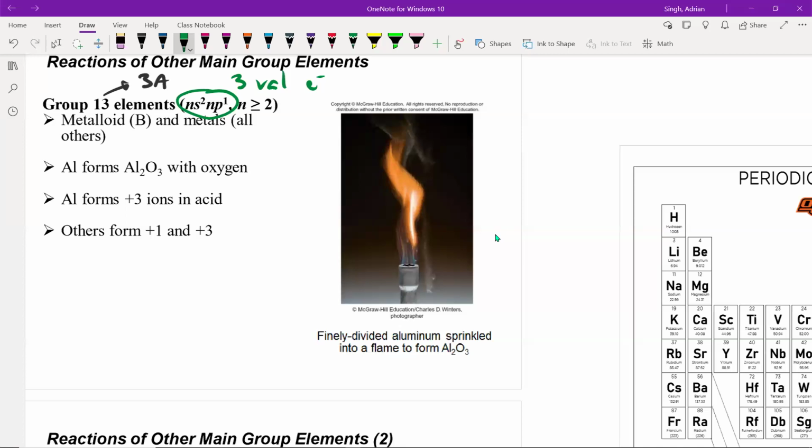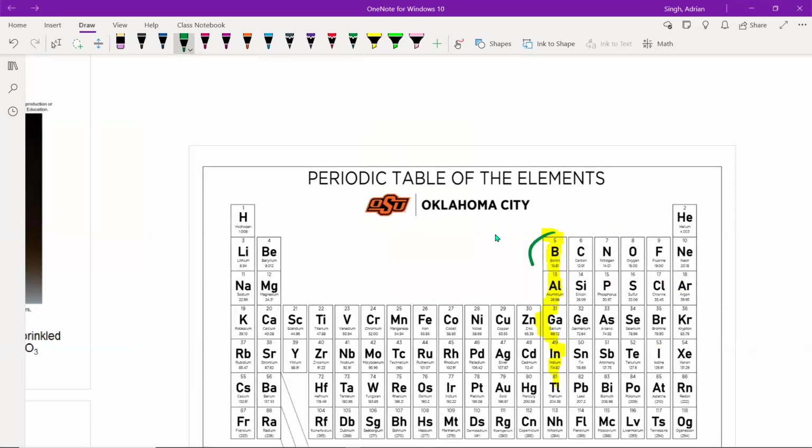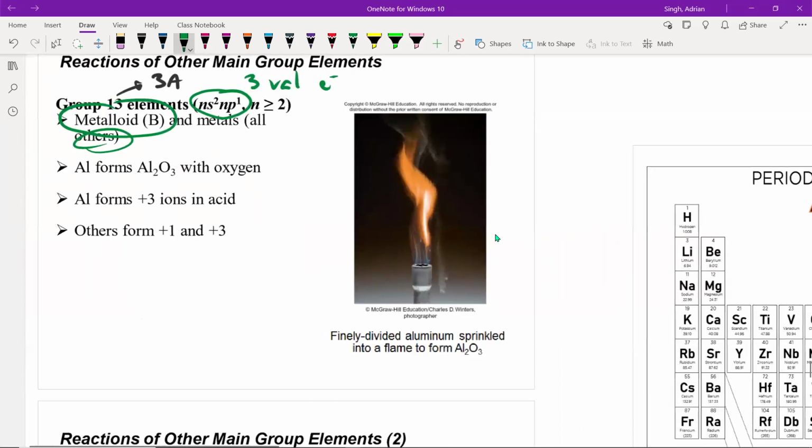The first element, boron, is a metalloid. All the others are going to be metals, right? So boron here, metalloid. All the other ones, aluminum and below, are all metals. Boron itself does not form a binary ionic compound, and it's fairly unreactive towards water and also oxygen. Once we get down to aluminum, though, that readily forms aluminum oxide when exposed to the air.